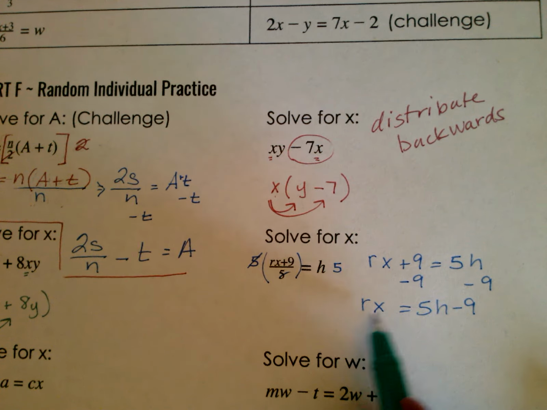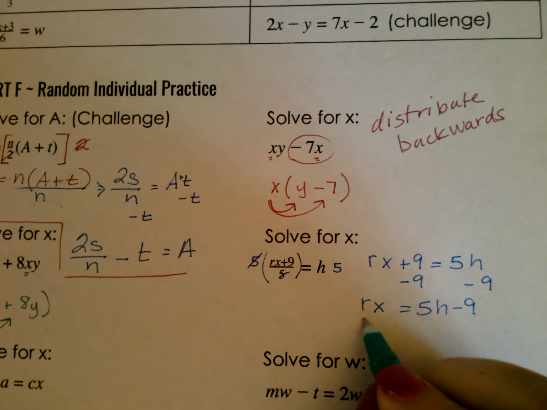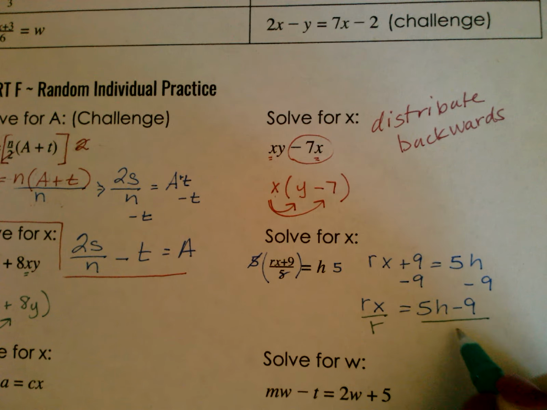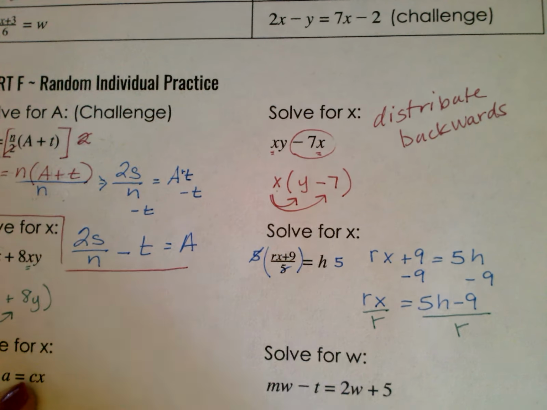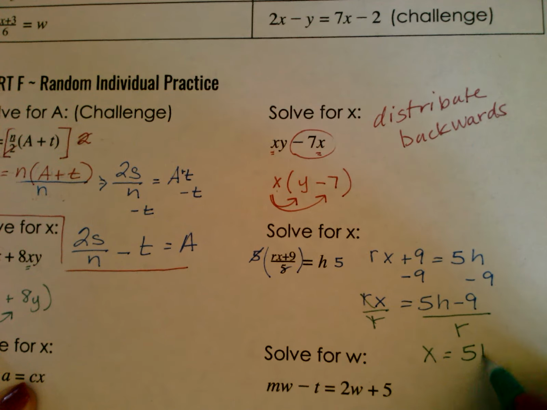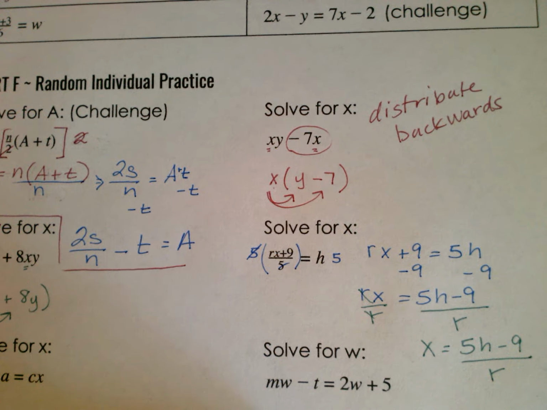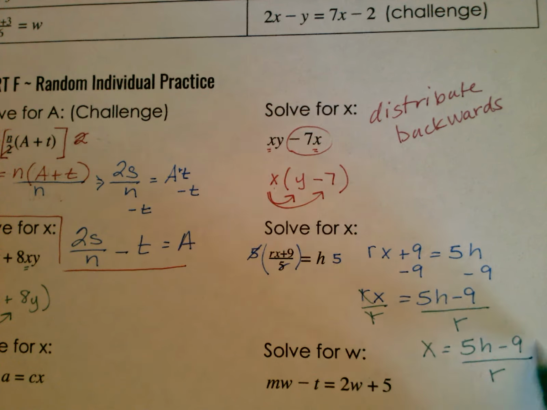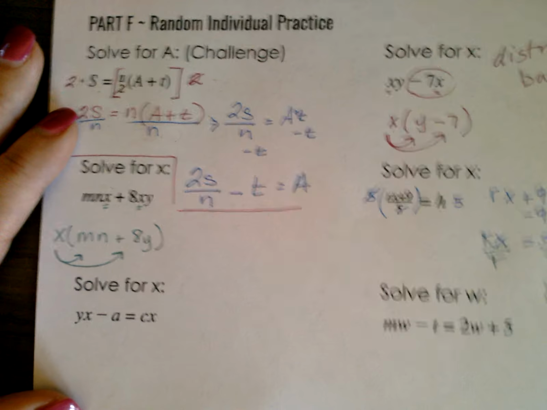If this was a number, I know that this is multiplication, so I would have to divide. x would equal 5h minus 9, all divided by r. We can't simplify anything because there are no like terms.